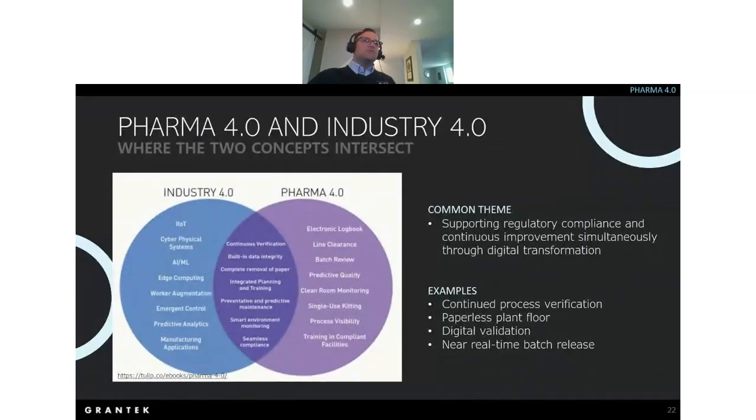The common theme here is that at the intersection of Industry 4.0 and Pharma 4.0, both regulatory compliance and continuous improvement are supported through the move from traditional processes to the world of digital. A few examples of this possibility are continued process verification, a paperless plant floor, digital validation, and near real-time batch release.